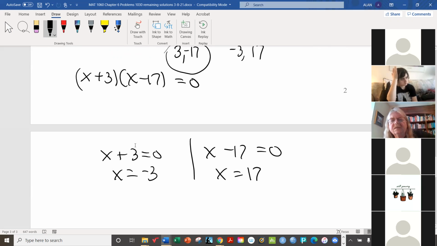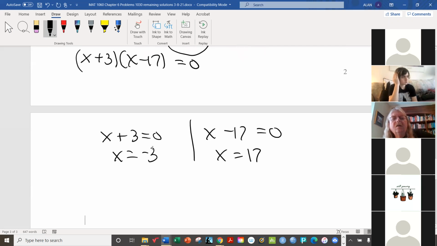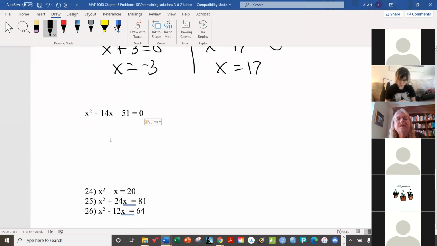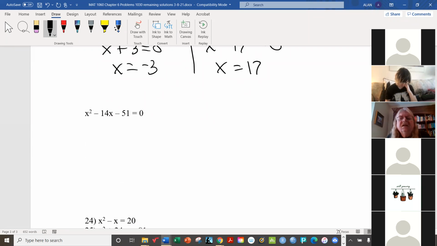Those are my solutions. Now, we can double check this in two different ways. We can make sure we got the right factors by using FOIL. If you apply FOIL to these two factors, you will in fact come back with x squared minus 14x minus 51. But right now, why don't we just double check the solutions to make sure they worked out correctly. You don't have to do this every time. In fact, double checking is never mandatory. It's just maybe a good idea, just to make sure something didn't go wrong.